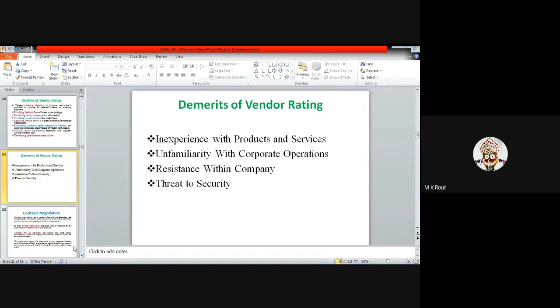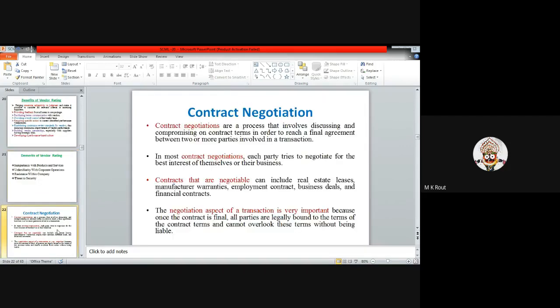Moving to the next part, the most important thing, known as contract negotiations. So why is contract negotiation needed? Anyone? You have already gone through it in business law as well as in marketing management. Why is contract negotiation needed? Or what are the basic needs of contract negotiation? Why do companies go for contract negotiation? Anyone?